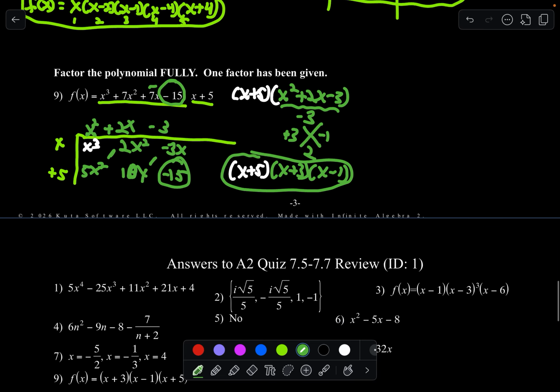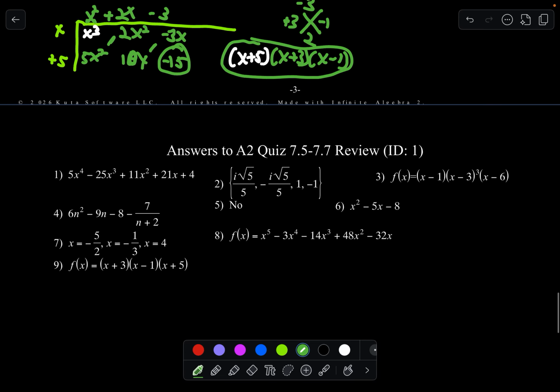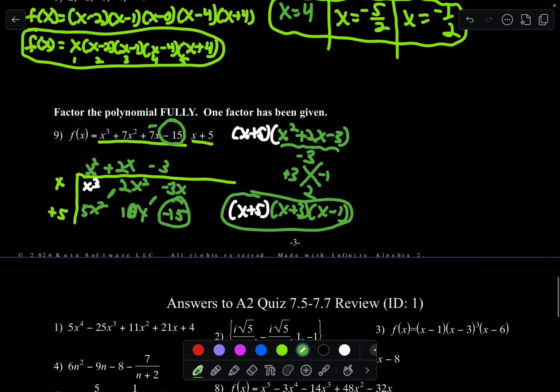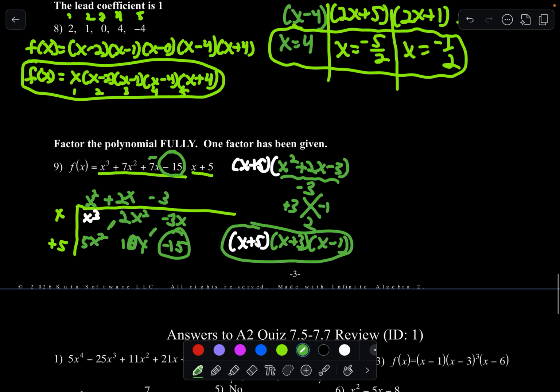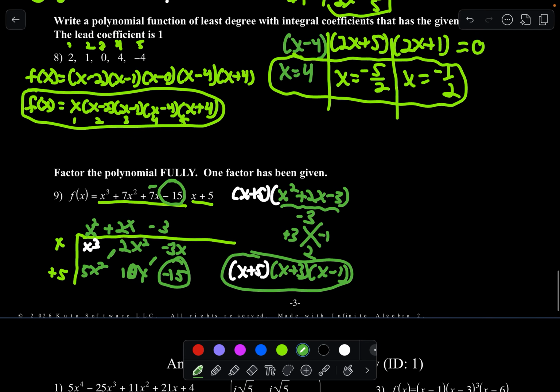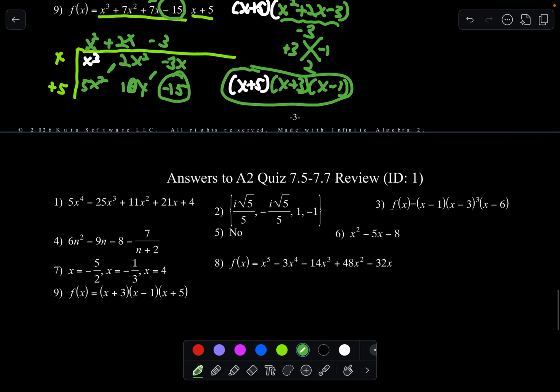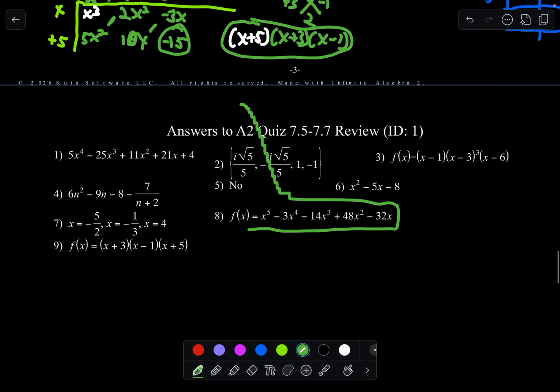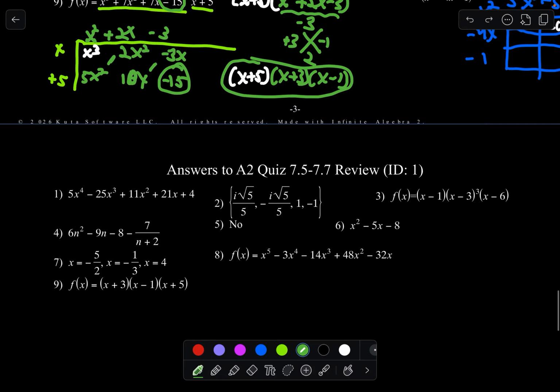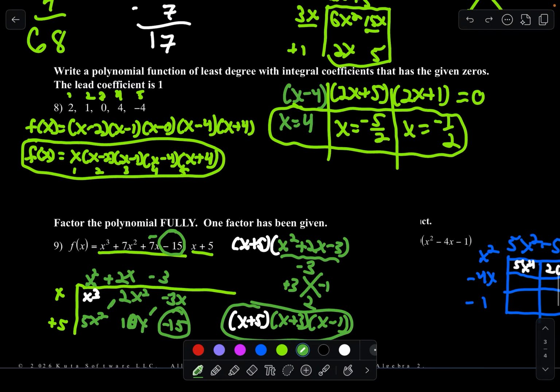Okay, I gave you the answers, so you can check your work. Notice on 8, they wrote it out. I would argue that on number 8, leave it in factored form. Don't bother trying to multiply it out. They did. Okay, but there you go.